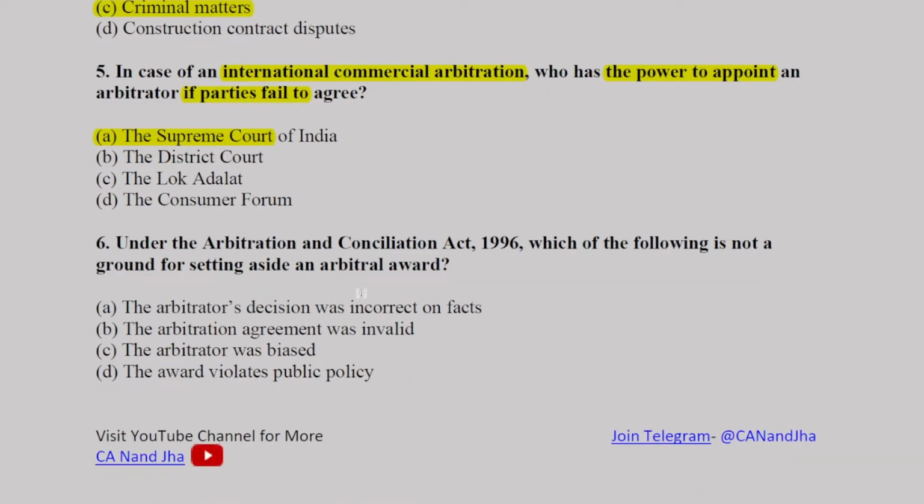Under the Arbitration and Conciliation Act 1996, which of the following is not a ground for setting aside an arbitral award? The arbitrator's decision was incorrect on facts. The arbitration agreement was invalid. The arbitrator was biased. The award violates public policy. So which of the following is not a ground? The answer should be A.